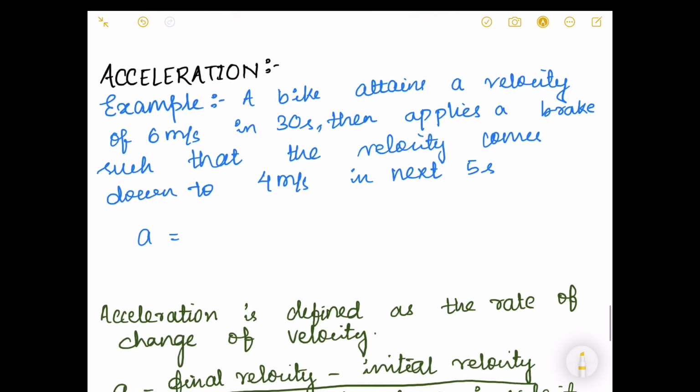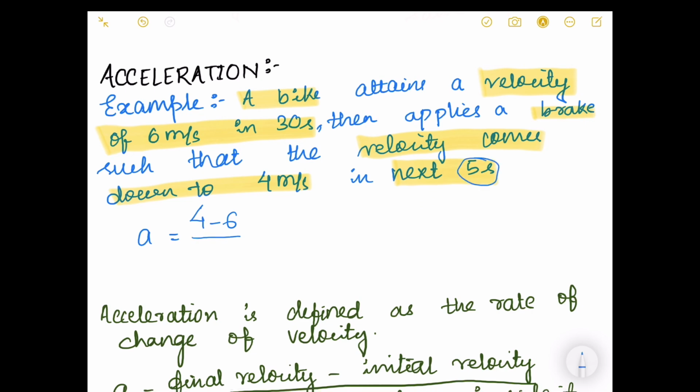Next, we come to the concept of acceleration. In everyday situations, we generally come across changing velocities. For example, let us consider a bike that attains a velocity of 6 meter per second in 30 seconds, then applies a brake such that the velocity comes down to 4 meter per second in the next 5 seconds. In this case, let us first subtract the initial velocity from the final velocity, that is 4 minus 6, and the time in which this velocity has changed is 5 seconds. So, let us divide it by 5, which is equal to minus 2 by 5, which is equal to minus 0.4 meter per second square.